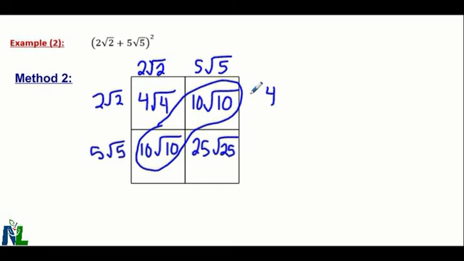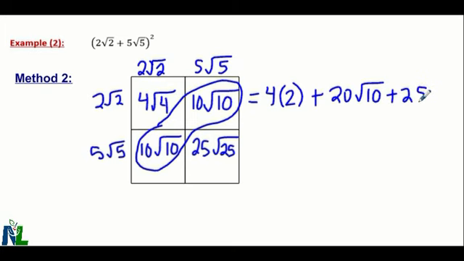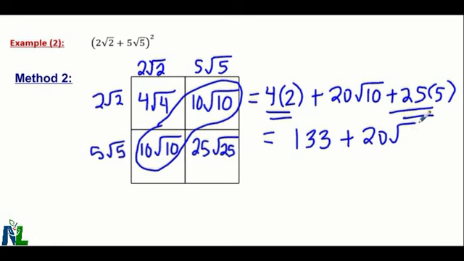Of course, I'm going to add all my terms. I know the square root of 4 is 2. As I showed before, these get added, 20 root 10, and I get 25 times 5. The same answer results as in method 1. It just shows you visually kind of a neat way to organize it. So I again get the same answer, 133 plus 20 root 10. Just a little alternative, a different way to do the question.